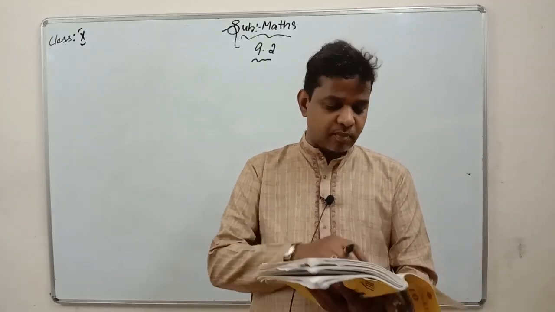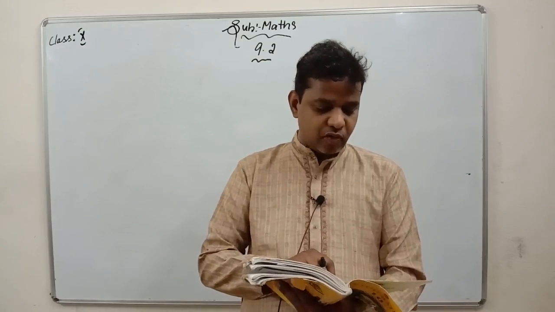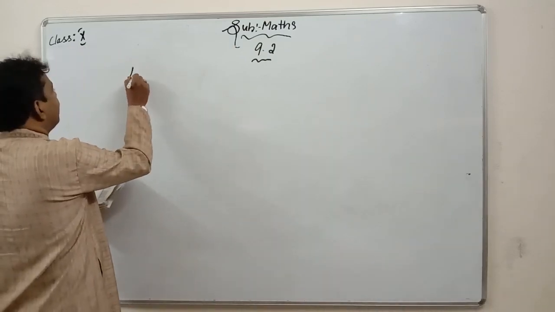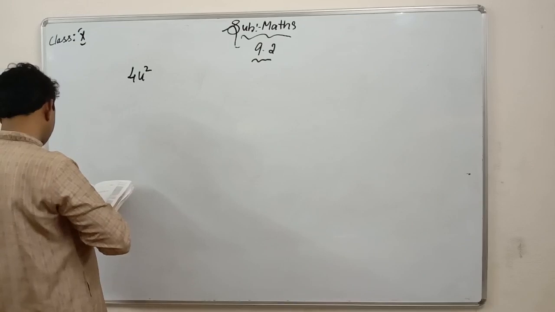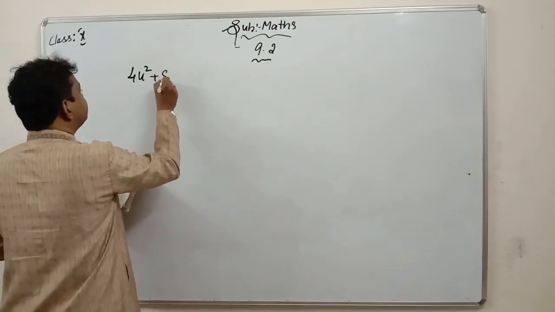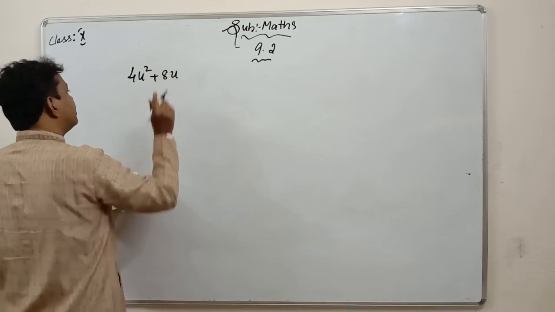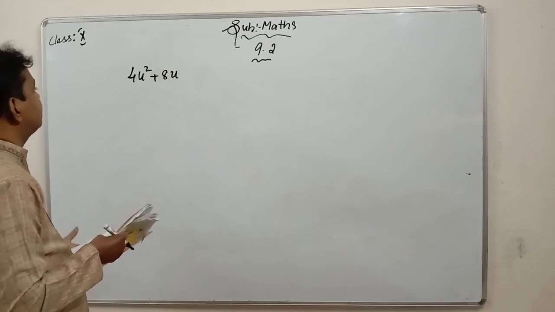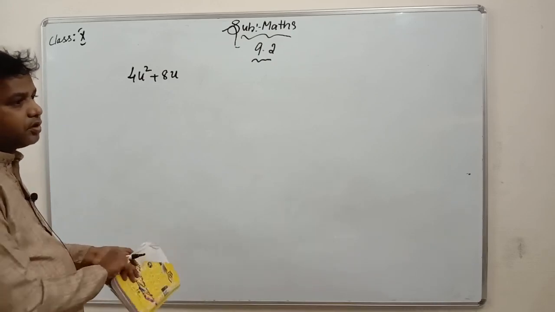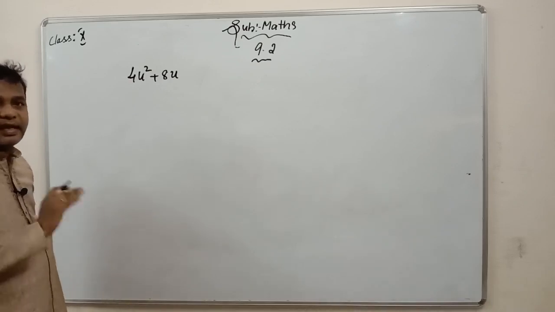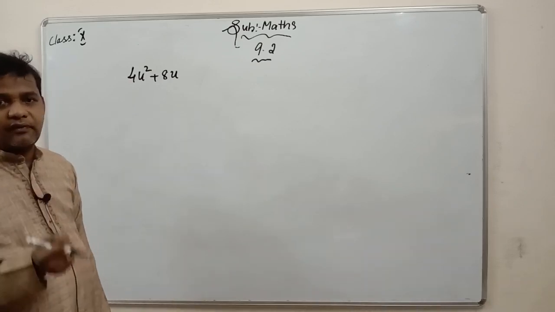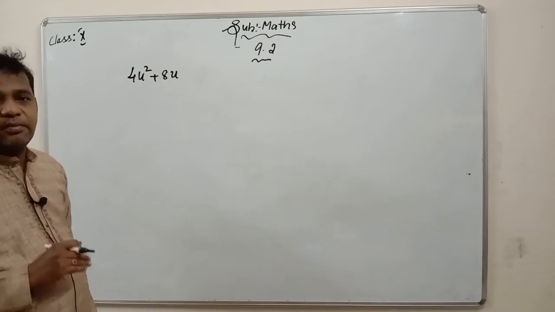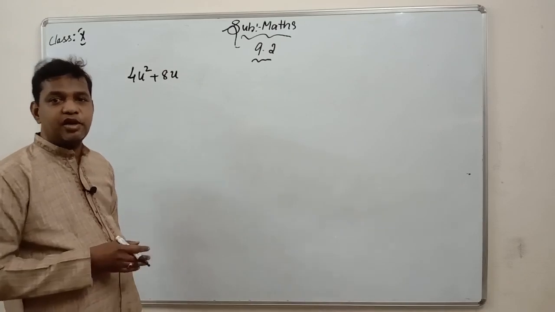Let us take one problem. He has given here 4u square plus 8u. Now how will you solve this problem? I told you already, if the problems are in any other type, not the general form, then first make the polynomial into a general form.